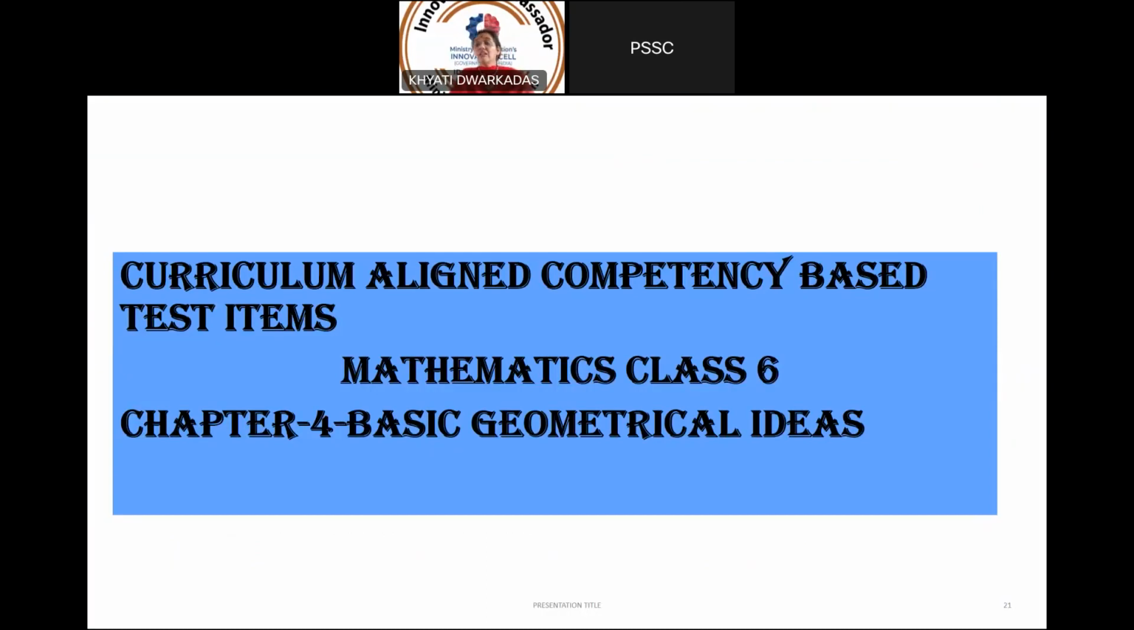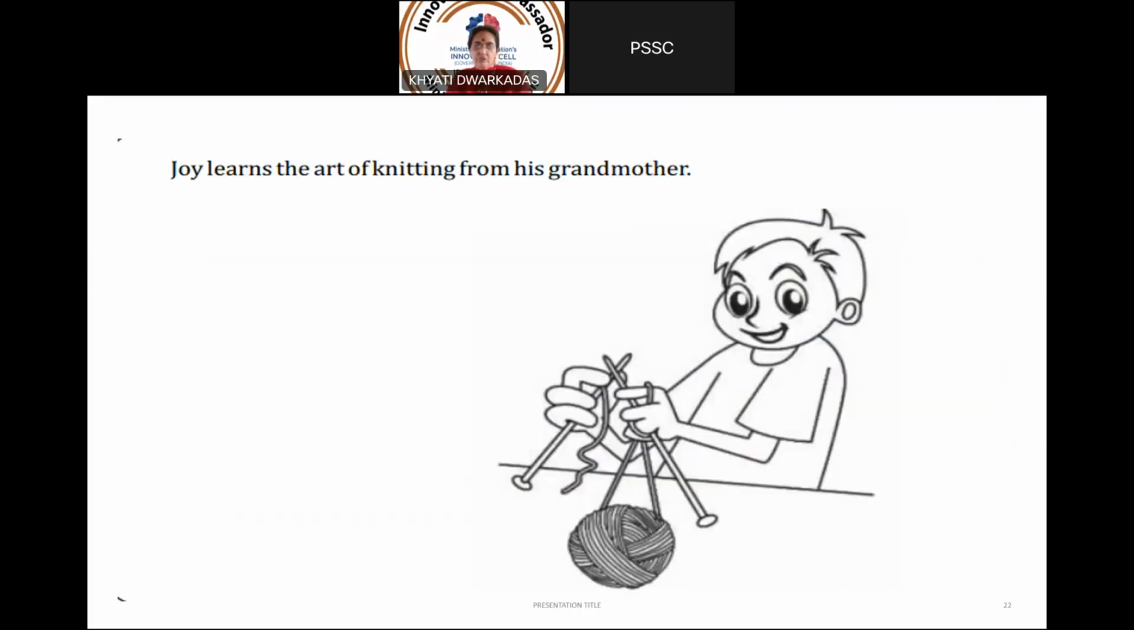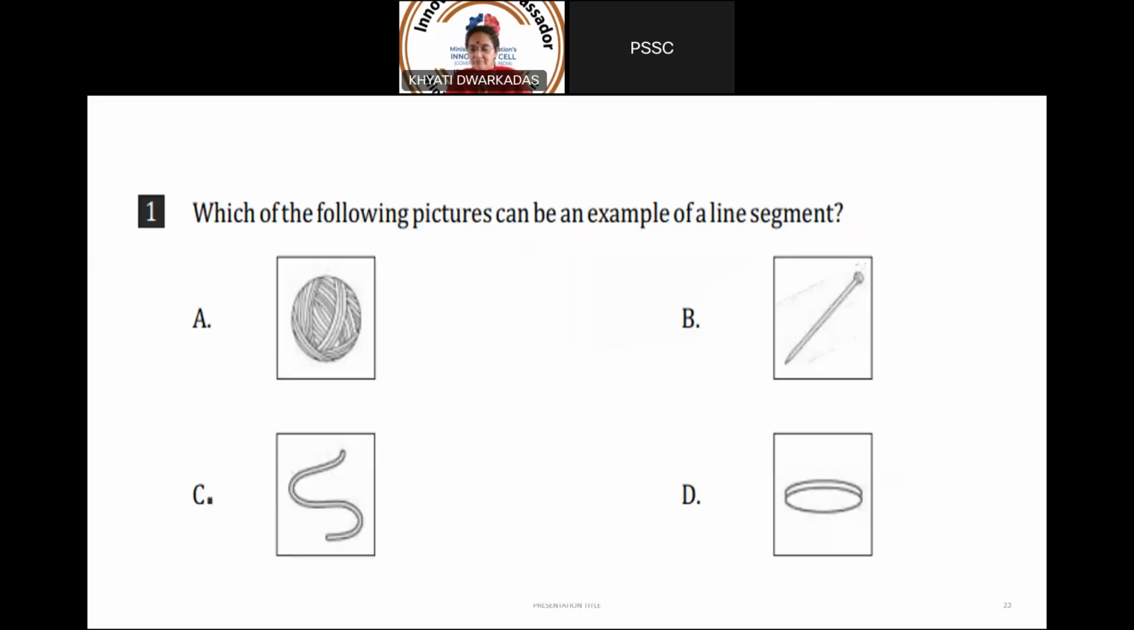So there are some examples from other subjects too. Curriculum aligned competency based test items, like mathematics for class 6, basic geometrical ideas. Joy learns the art of knitting from his grandmother. Which one of the following pictures can be an example of a line segment? Absolutely, let's clap for you.